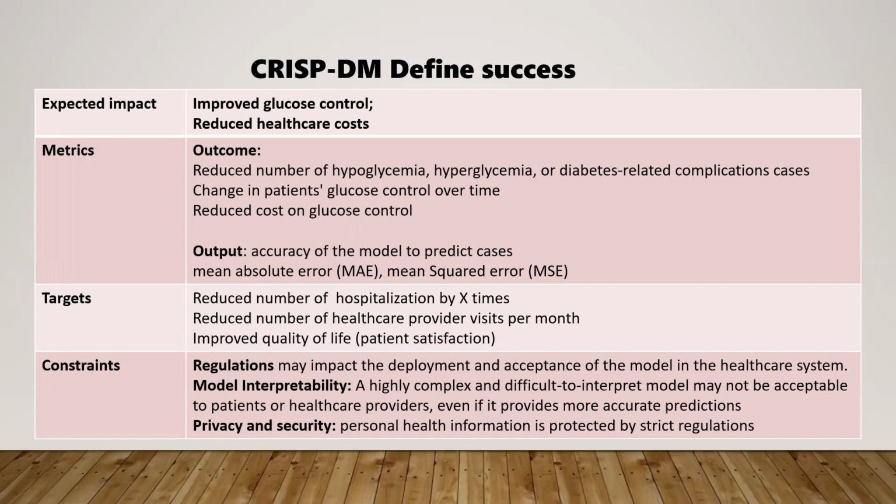For the model, it would be the accuracy. We would use mean absolute error and mean squared error. For the targets, there would be three metrics: reduced number of hospitalizations by X time, number of healthcare provider visits per month, and improved quality of life. The constraints would be regulations, model interpretability, privacy, and security.